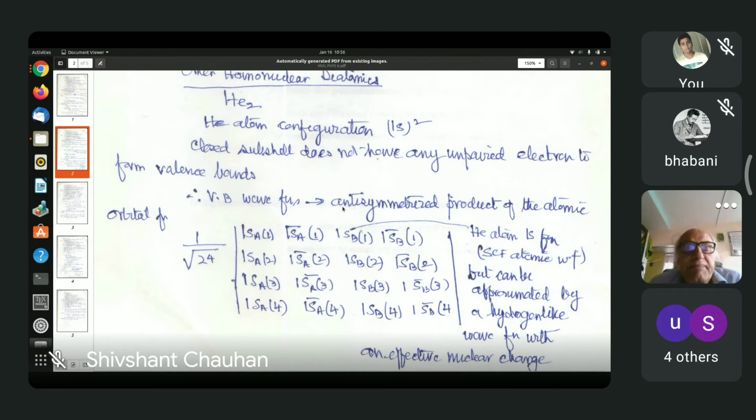And how do you calculate the helium atom 1s wave functions? You have to do self-consistent field calculations of the atomic wave functions for helium atom. But it can also be approximated by a hydrogen-like wave function with an effective nuclear charge. So you do this with the helium molecule. This is a valence bond wave function for a helium molecule containing 4 electrons.